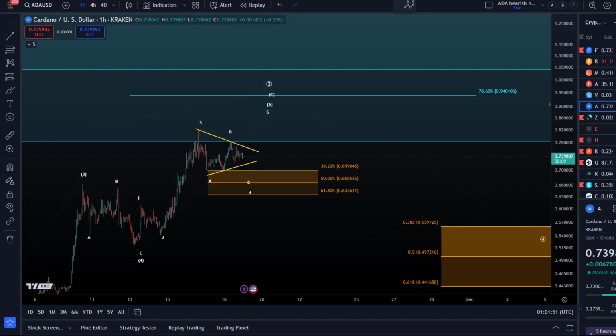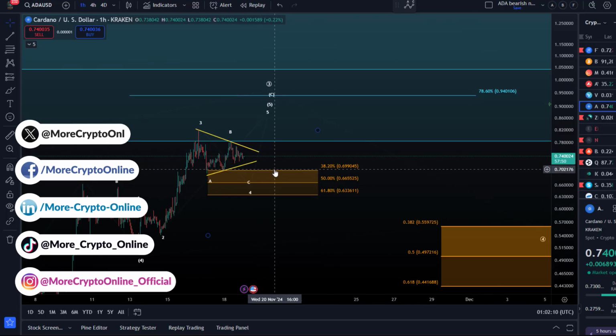On the ADA chart, we're still moving sideways here. I will only focus on the shorter time frame. In the previous video today, we also covered the larger time frame, bigger picture. Overall, the micro support area I provided previously is still being respected. It's currently located between 63.3 cents and 69.9 cents.